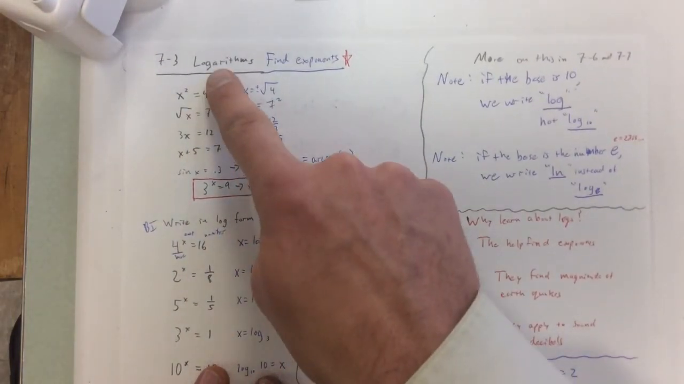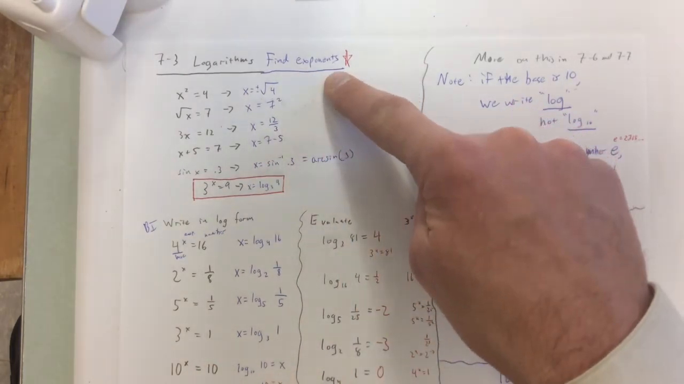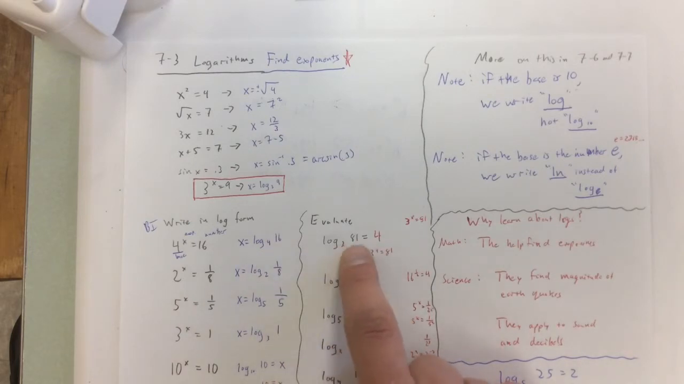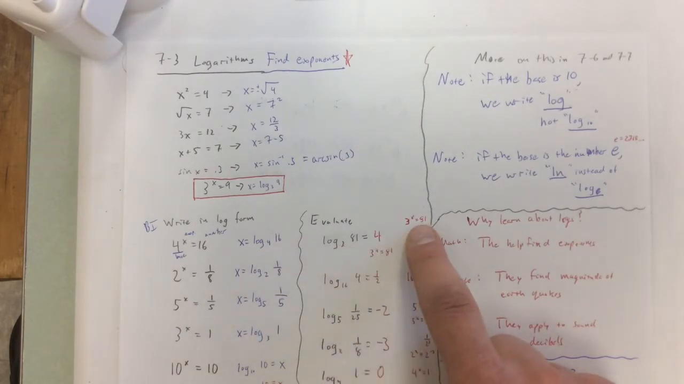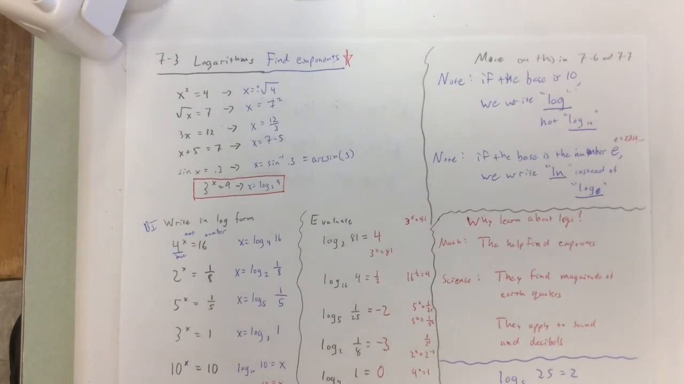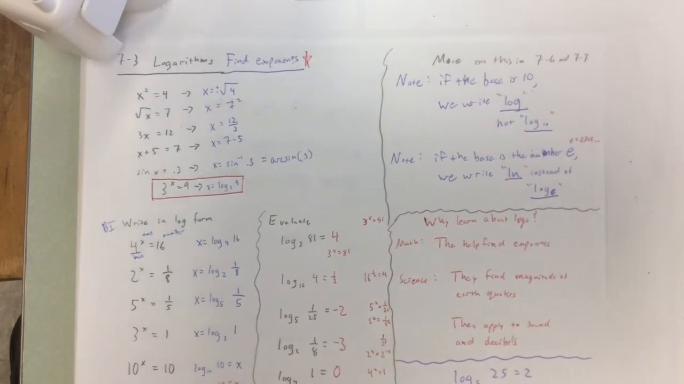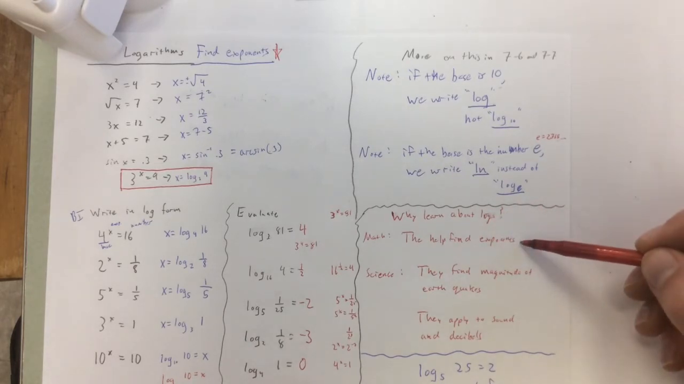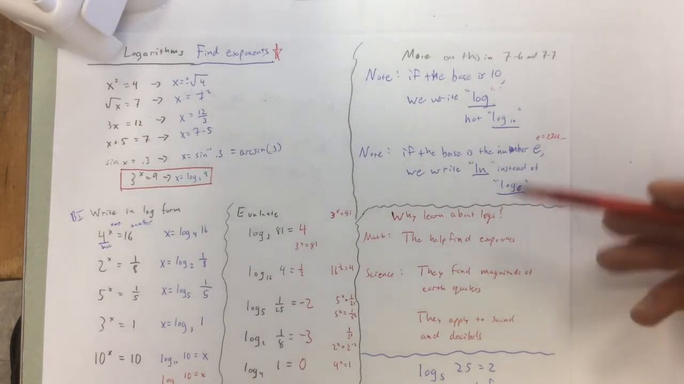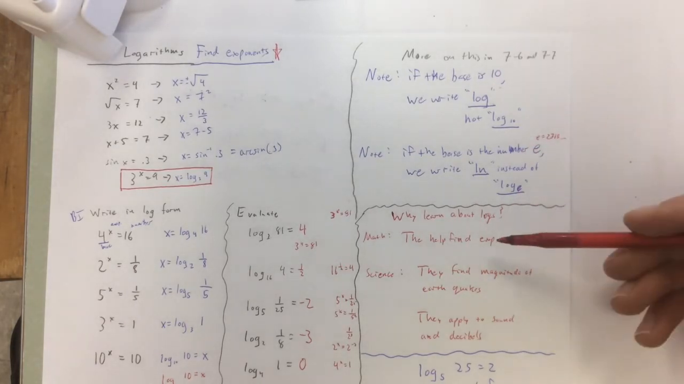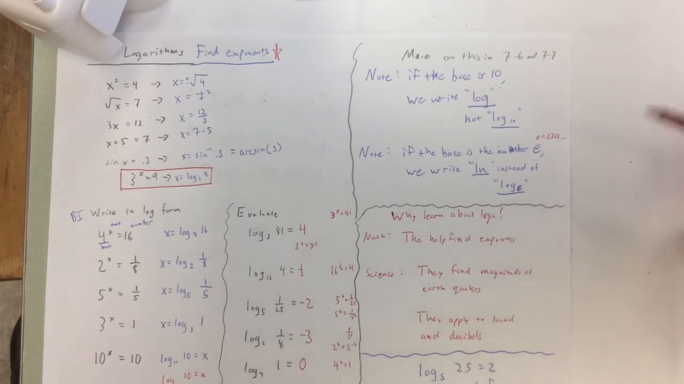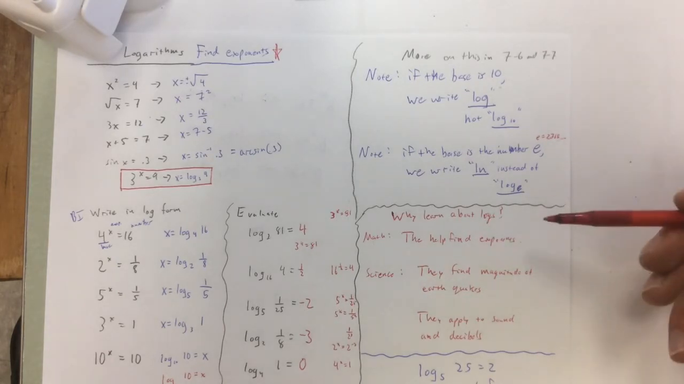Logs find exponents. Once again, most important thing here, logarithms find exponents. Make sure you can change it into logarithmic form. Make sure you can evaluate it. Probably think of it like this instead. And the other big question, why do we do this? Why learn about logarithms? They find exponents. It's the inverse operation. In math, we always want to be able to go forwards and backwards. This is the opposite operation for exponential functions, logarithms.